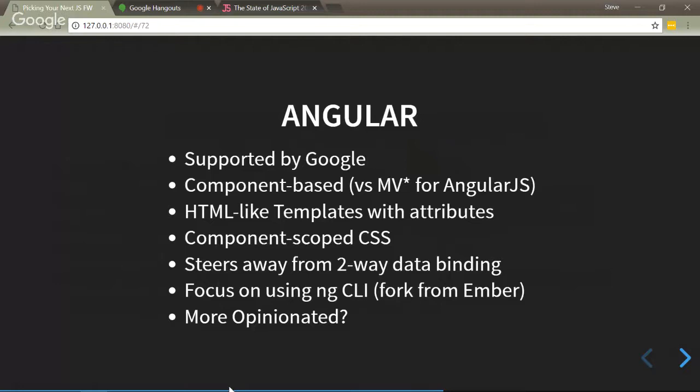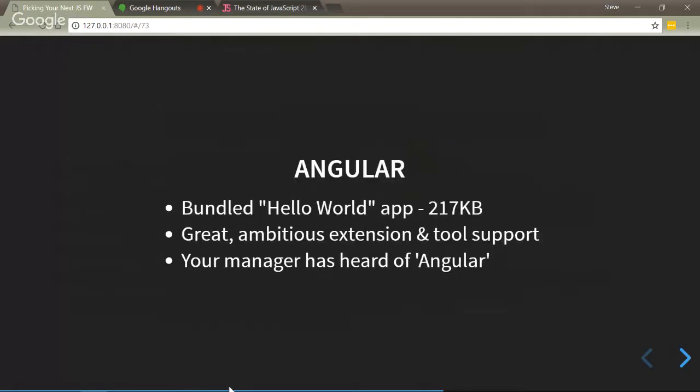So things like two-way data binding they're moving away from it. Like the other frameworks at this point, they're doing a CLI, although I think they started it for the modern, well, Ember did, then they started for the next one. It does have default opinions more so than the other frameworks. Okay, good.